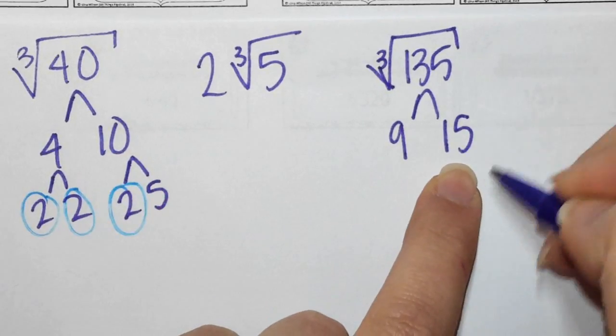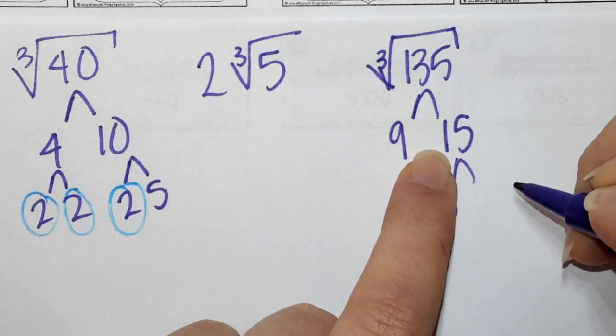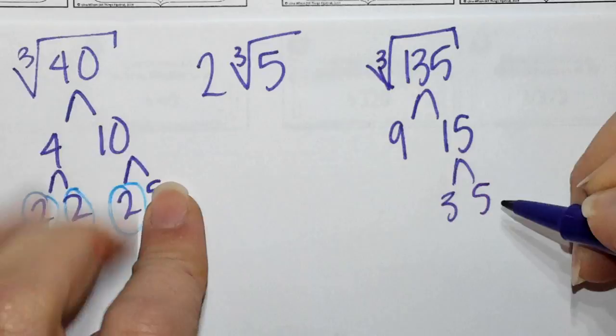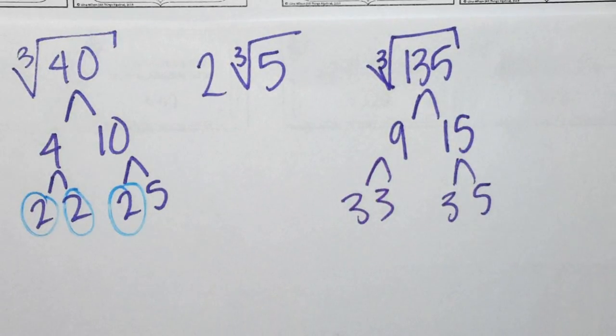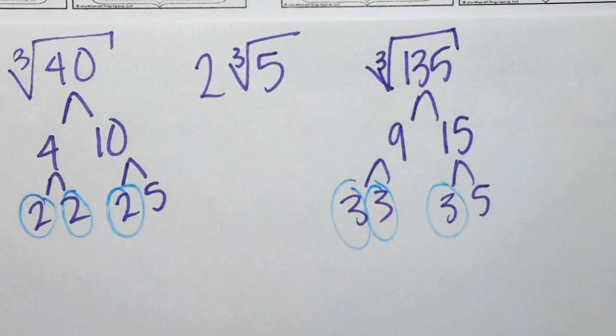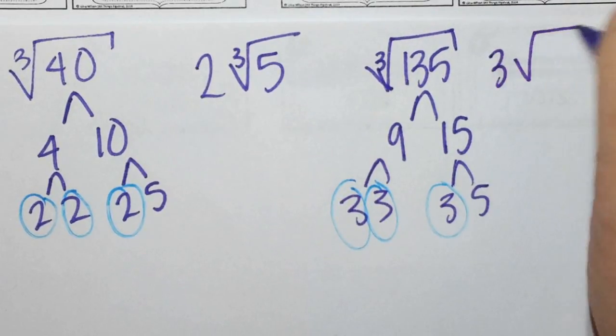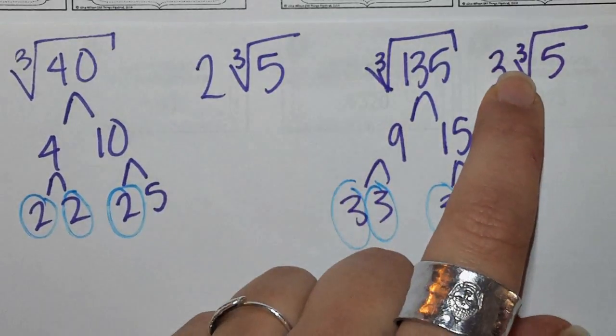Alright, so what can this be broken down into? 3 and the 15. I should have pointed at the 9 first. I got excited though. And then 3 and 3. Now, do we have 3 of the same number? 1, 2, 3. So is that what we needed? We bring it to the outside. What stays under in the house? 5. And you need the cubed here.